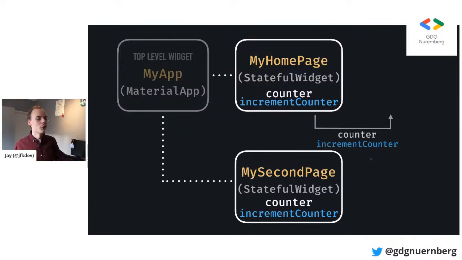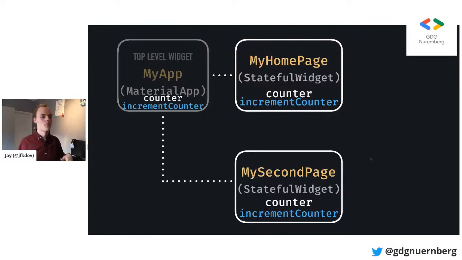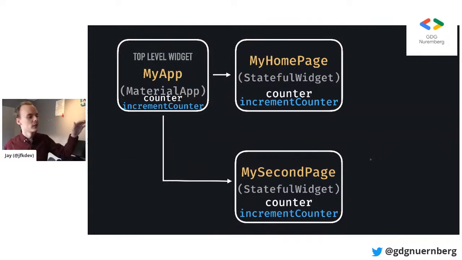Well, first of all, we can throw that old link right out, and now we need to take this counter and increment counter and lift it up. It's called lift state up. So we're going to need to lift that up into my app. So now that app is no longer stateless, it's now stateful, because it needs to keep track of that counter and increment counter function. Then you can pass it along.